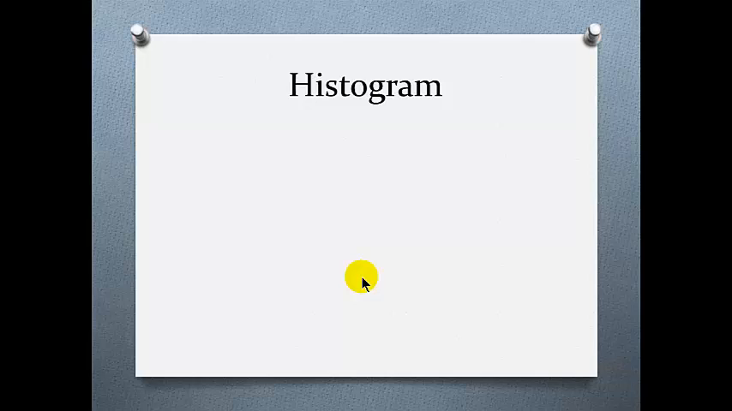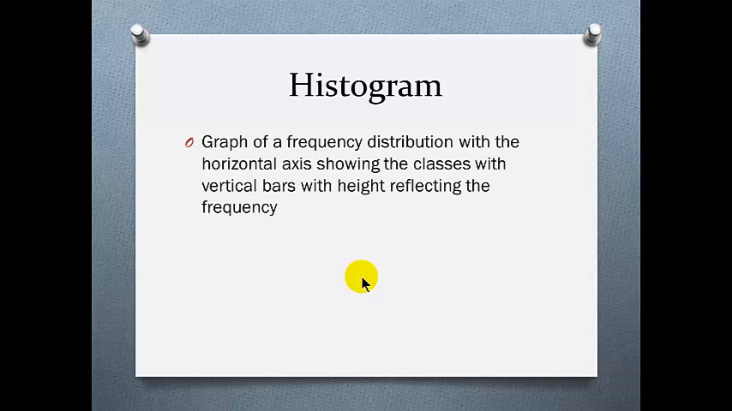Visually it will make it easier to compare how much more each class, each group, is. A histogram is a graph of a frequency distribution. The horizontal axis shows the classes, and the vertical bars have a height that reflects the frequency. Some people call these bar graphs, and that's actually inaccurate. I don't want you to call this a bar graph, but it's similar in that you've got vertical bins, we call them, showing how often or how frequently they show up.